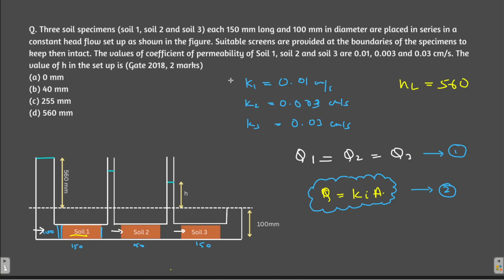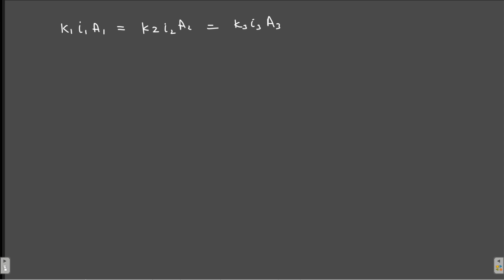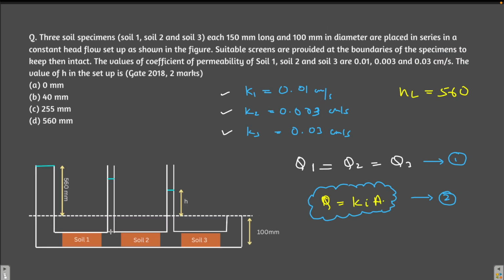Now you see different values of K are given to us, and we also know the value of I. I is the hydraulic gradient, that is, the head loss to the total length of the soil. What is I? I is the head loss per unit length of the soil. Now let the head loss of water for soil 1 be H1. What is the head loss? It is the difference between the initial head and the final head. So this is H1, the head loss for soil 1.